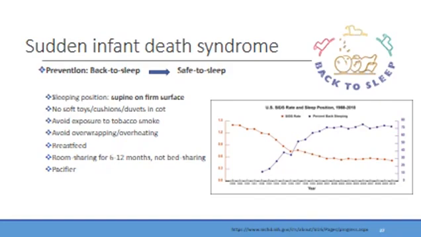And then room sharing for 6 to 12 months is advised, so that you are there to observe the baby during the night and to be around when the baby becomes distressed for any reason. But they do not recommend that a baby shares the bed with the parents. And then a pacifier is also protective.